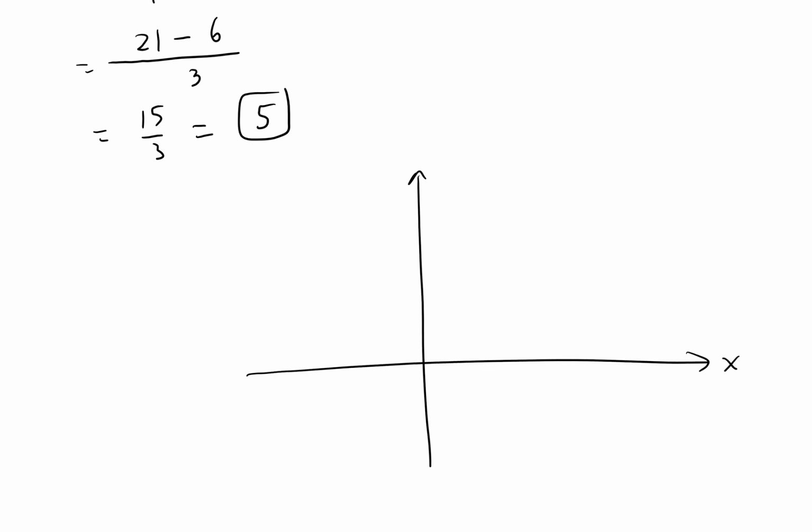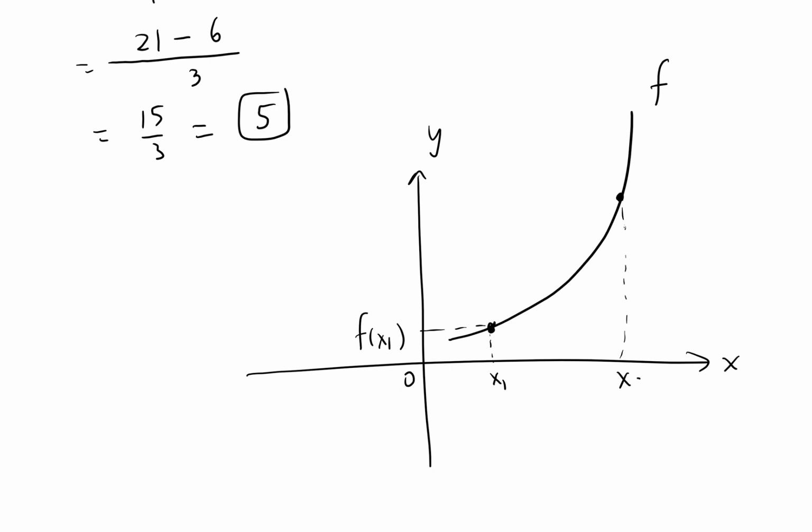So if we have any function like this, f, and we pick a point here on the graph, this is x1, f of x1. We pick another point here, x2, f of x2.